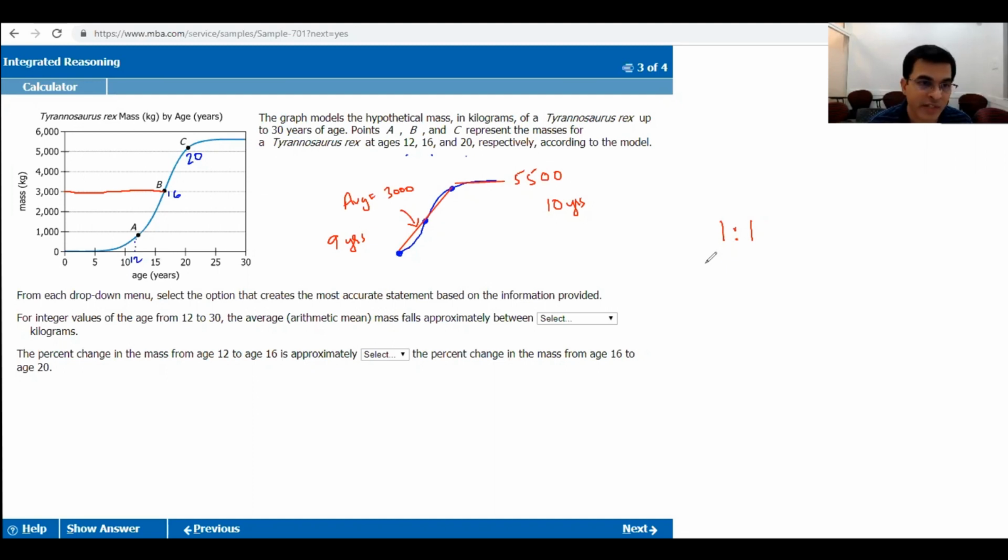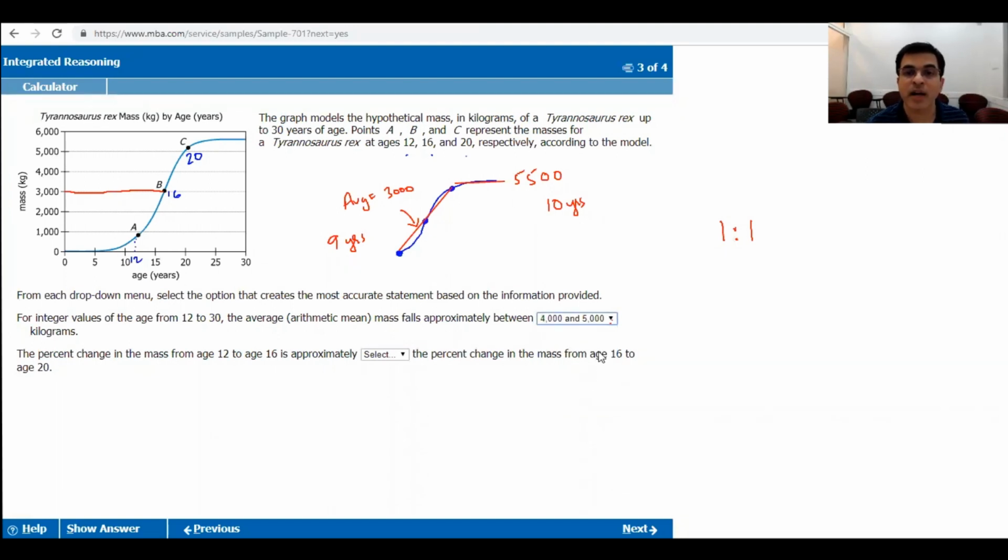their simple average, which is 3000 plus 5500, which is 8,500, divided by 2. That's roughly 4,200. So out of the options, it has to be only this particular option.